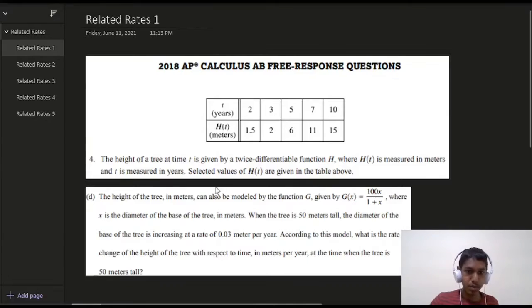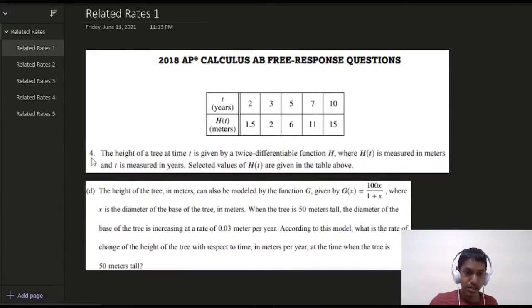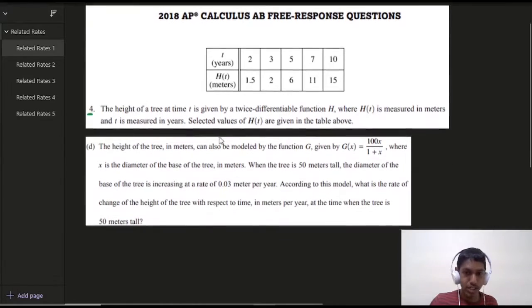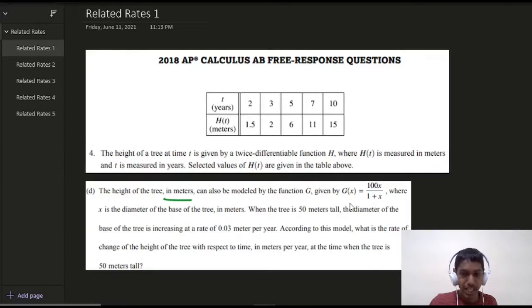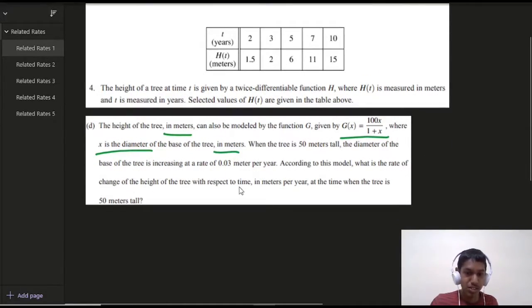Okay, so here's our first problem. We don't really need the main question. I just put that there to give you some context that we're measuring heights of trees. We really need to read this part. So the height of a tree in meters can be modeled by the function g. Okay, so this function is important. Okay, x is diameter in meters. Always look at units. Units are super important.